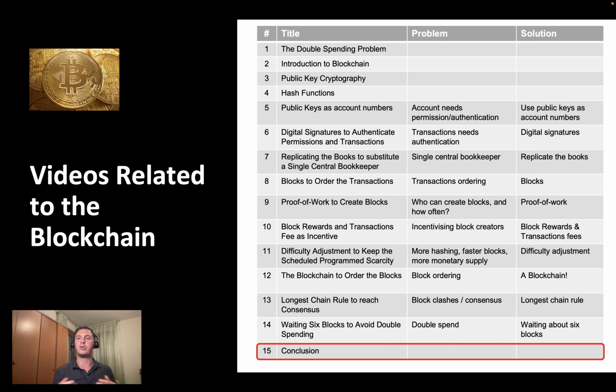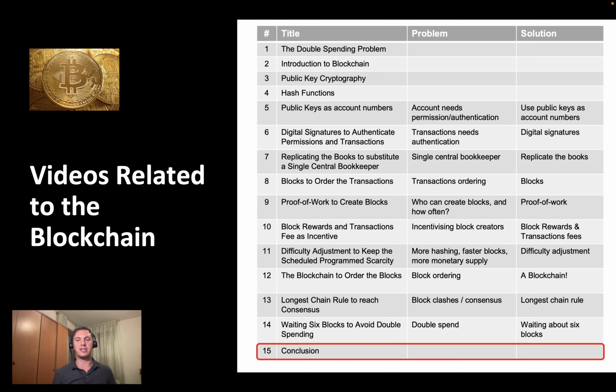The solution is to create blocks, to create batches of transactions. But then the next topic is who can create these blocks and how often. Then the very elegant solution is proof of work. And then we know that miners create blocks, but how do we incentivize them, because they need to use time, energy, and electricity. The solution is to incentivize them with block rewards and transaction fees.